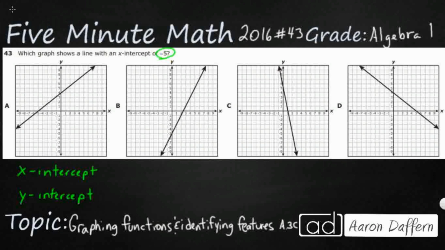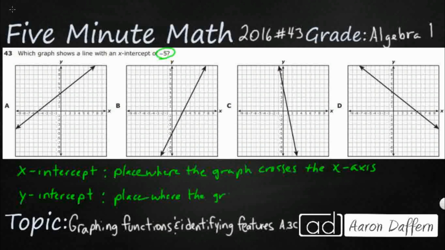So what is our x-intercept? That's what we're looking for, but we're going to contrast that with our y-intercept. The x-intercept is the place where the graph crosses the x-axis. Now here's the big difference: our y-intercept is the place where the graph crosses not the x-axis but the y-axis.